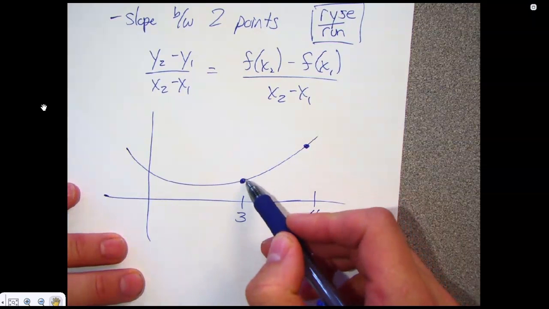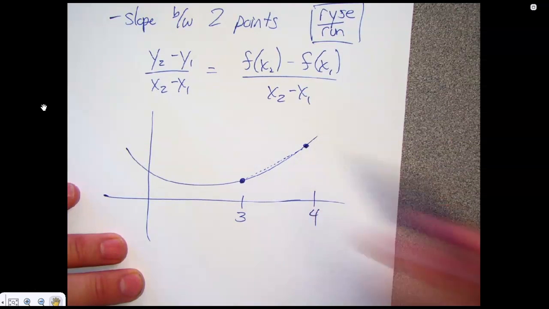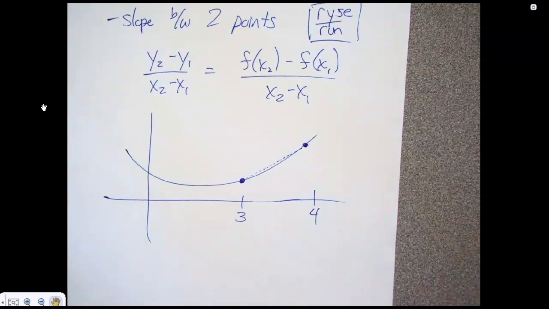So the average rate of change would be if I drew a straight line. I don't need to say the word straight, it's just a line. All lines are straight. Between those 2 points, and I found the slope between those 2 points.